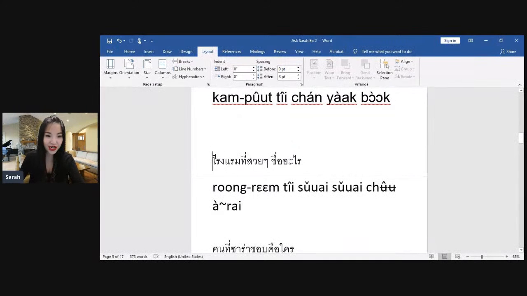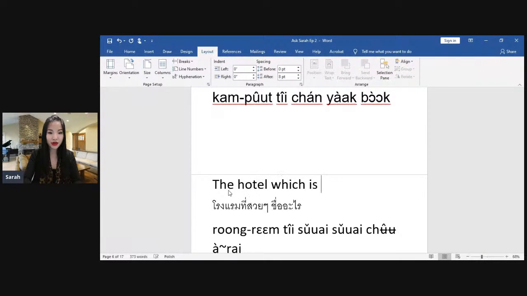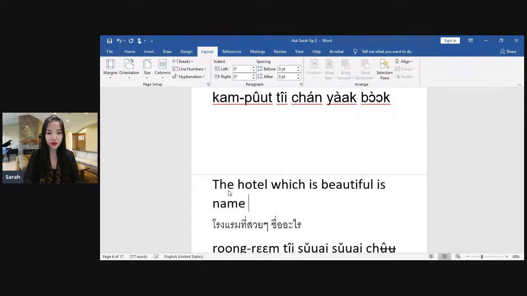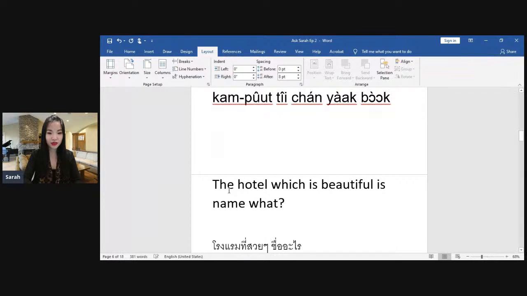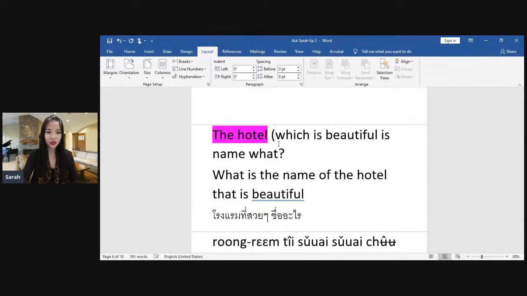Okay. โรงแรมที่สวยๆชื่ออะไร. โรงแรม is hotel. The hotel which is beautiful is named what? Okay, so what is the name of the hotel that is beautiful? So in Thai, you have to swap everything, right? You have to put hotel first, and then which is beautiful, to be named what? ชื่ออะไร, อะไร will be at the very end here. What is the name of the hotel that is beautiful?